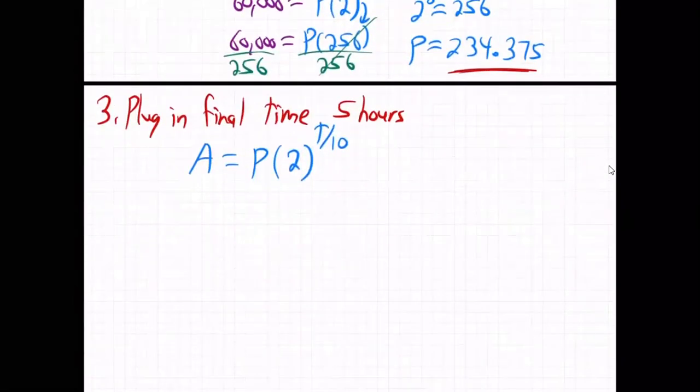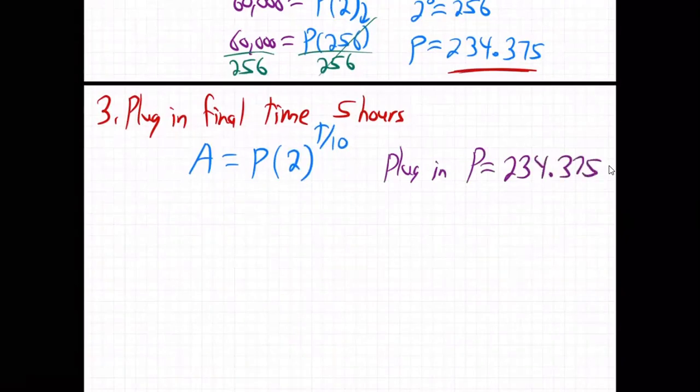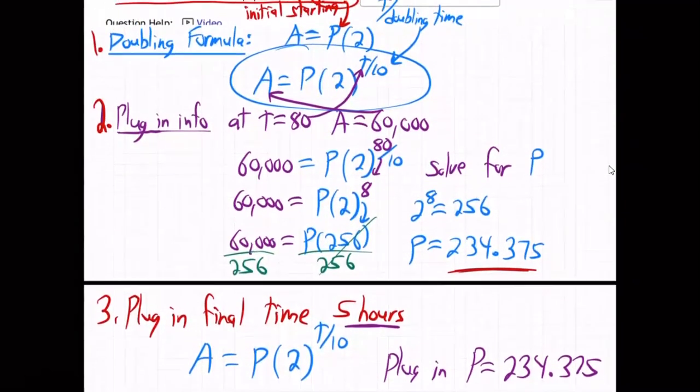Now, we now know the P, right? So let's plug in. P is 234.375, which we just found in the last part. And T equals, now should we plug in 5 for T? It says 5 hours. No, I hope you know no is the answer to that. Why? Because we're using minutes already.